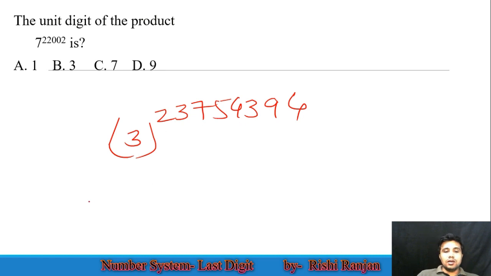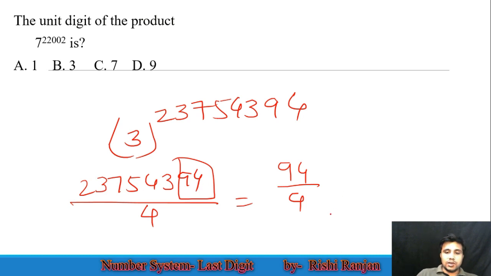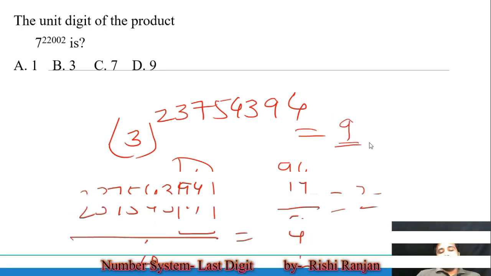Here the power is huge, right? It is 2, 3, 7, 5, 4, 3, 9, 4. I have to check the remainder by dividing by 4, because for 3 the cyclicity is 4. But I will not divide such a large number by 4. What I am going to do? I will check only the last 2 digits. What is the remainder for that? The same remainder will continue for such a big power also. So 94 by 4, the remainder is 2. So that will decide what the last digit is. So 3, 9, 7, 1. Second one is 9. So here also the last digit is going to be 9 only.